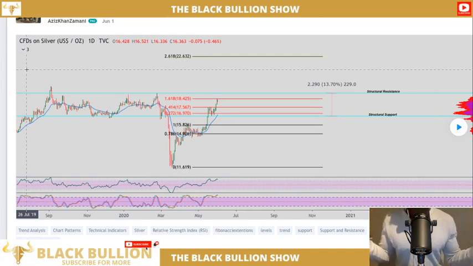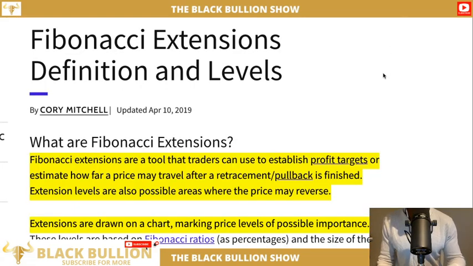Now, don't get too bugged out by that. I will give you quick definitions right now. First, let's start with Fibonacci extensions. This comes from Investopedia, just a quick and dirty definition. Fibonacci extensions are a tool that traders can use to establish profit targets or estimate how far a price may travel after a retracement or pullback is finished. Extension levels are also possible areas where the price may reverse.